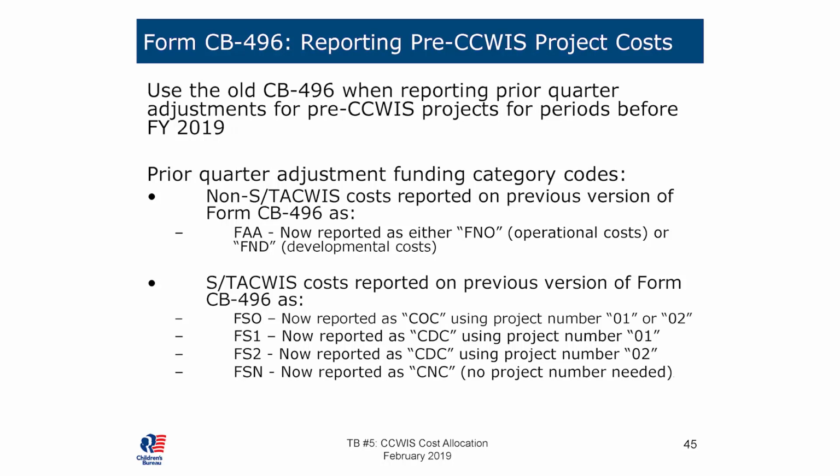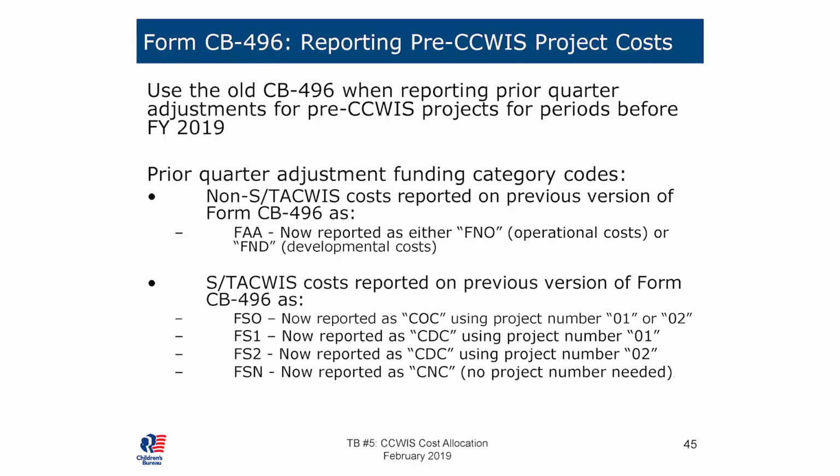So what this slide does is it shows you, for purposes of any non-CCWIS project costs that you would have formerly reported a prior quarter adjustment as an FAA, you're now going to include them with the proper applicable period, but using the FNO code for operational costs and the FND code for developmental costs.